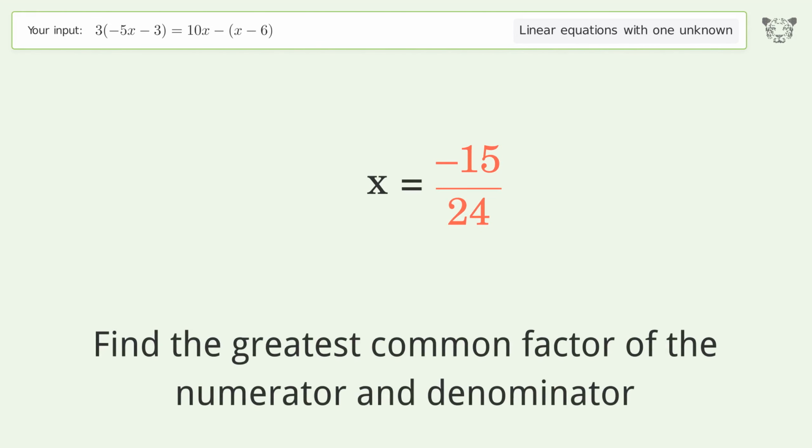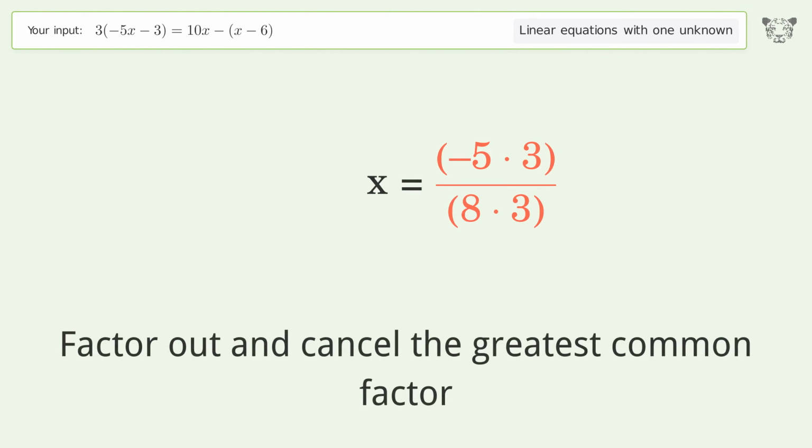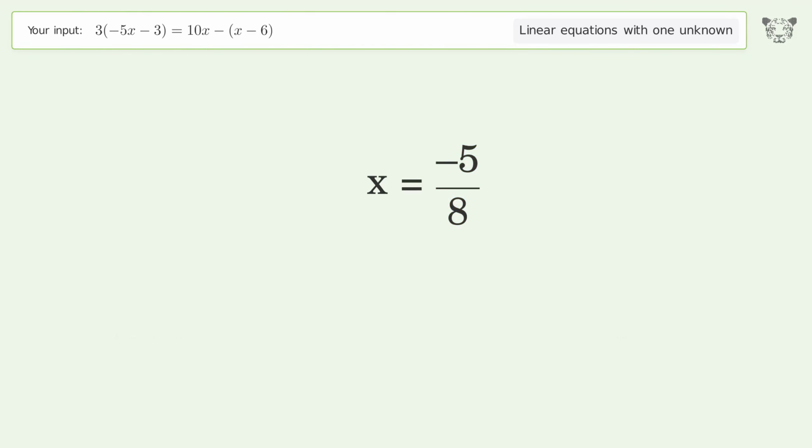Find the greatest common factor of the numerator and denominator. Factor out and cancel the greatest common factor. And so the final result is x equals -5/8.